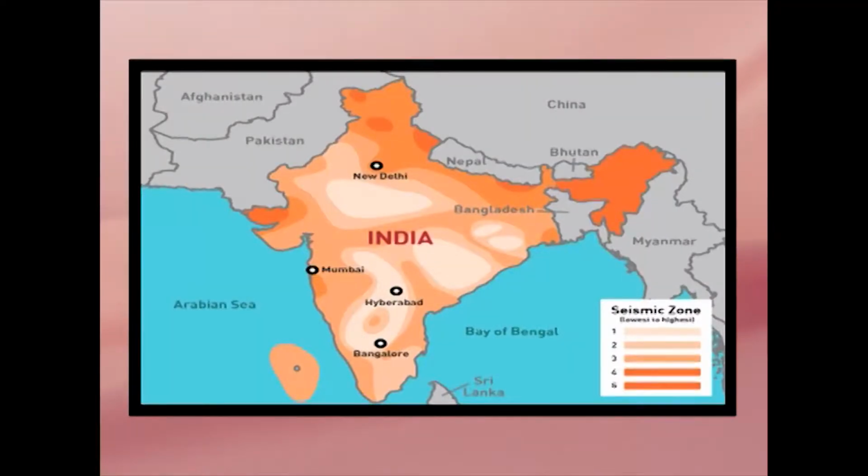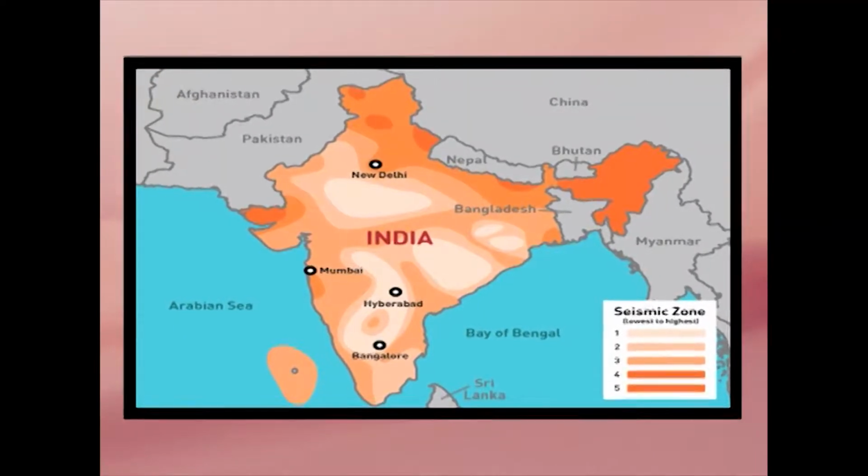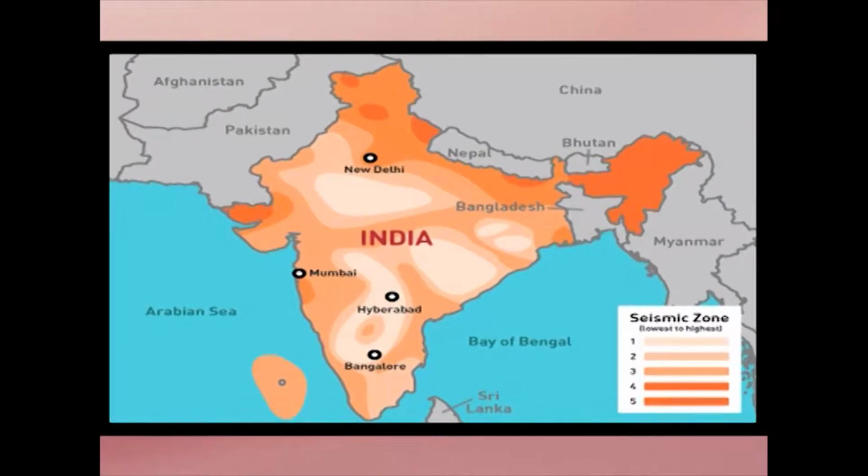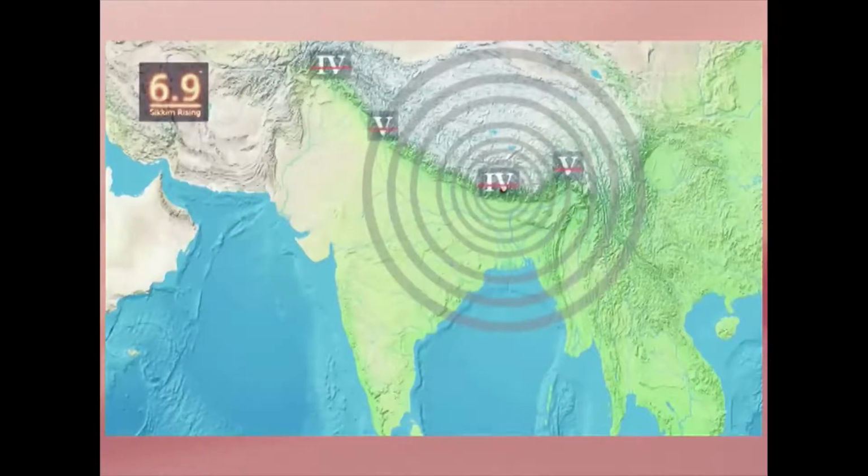Based on the levels of intensities sustained during damaging past earthquakes, the 1970 version of the zone map subdivided India into 5 zones: first, second, third, fourth, and fifth.